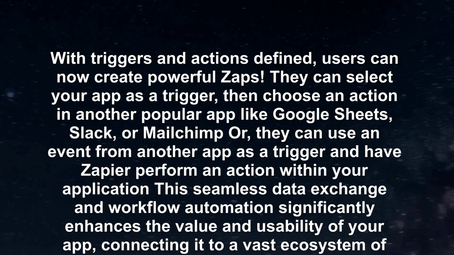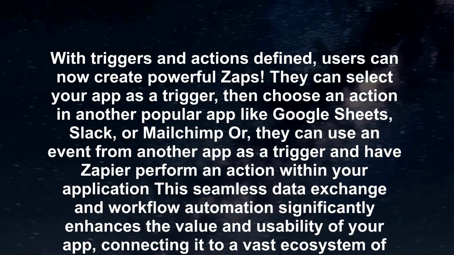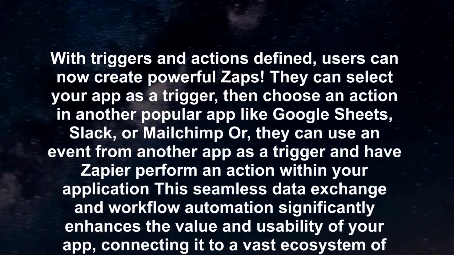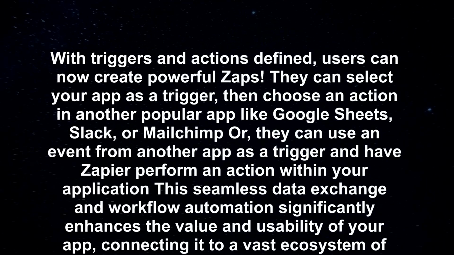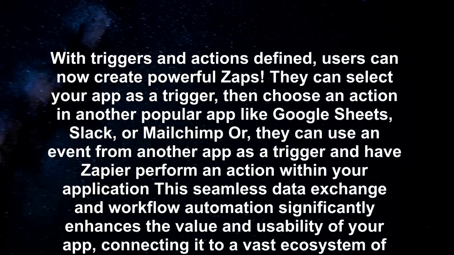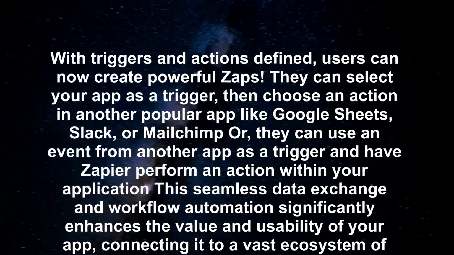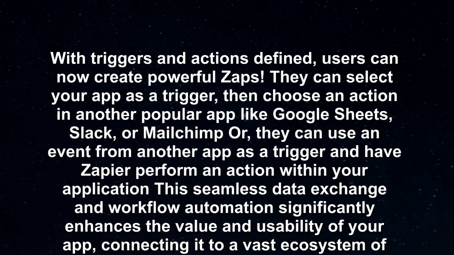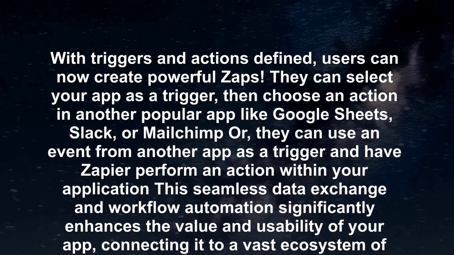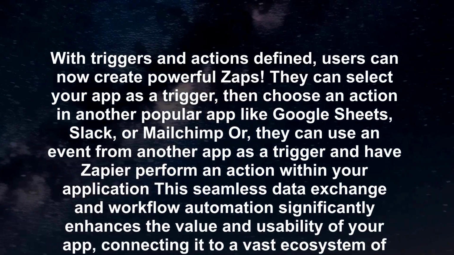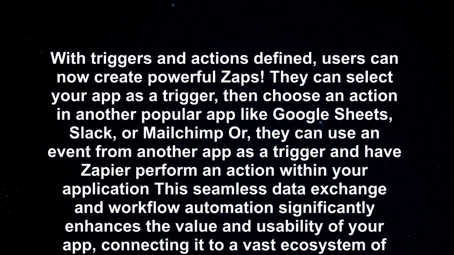With triggers and actions defined, users can now create powerful Zaps. They can select your app as a trigger, then choose an action in another popular app like Google Sheets, Slack, or MailChimp, or they can use an event from another app as a trigger and have Zapier perform an action within your application. This seamless data exchange and workflow automation significantly enhances the value and usability of your app, connecting it to a vast ecosystem of services.